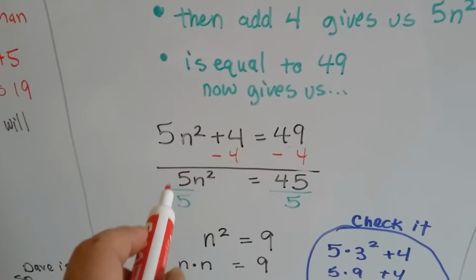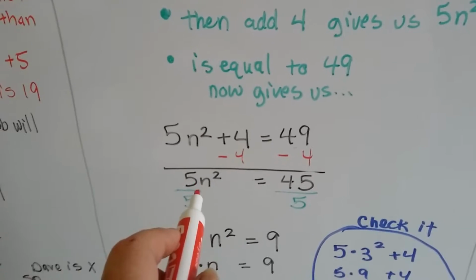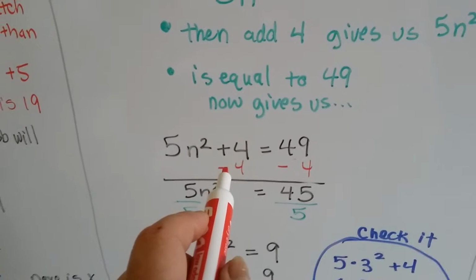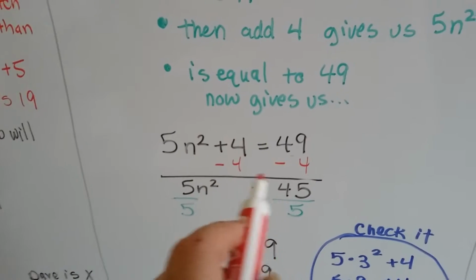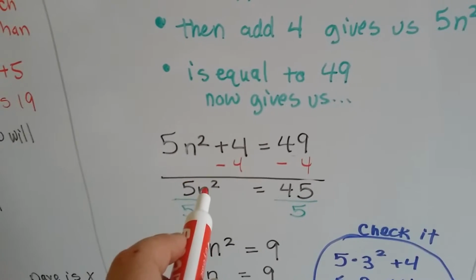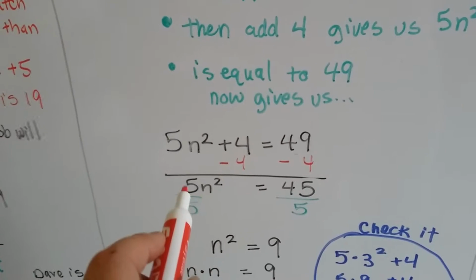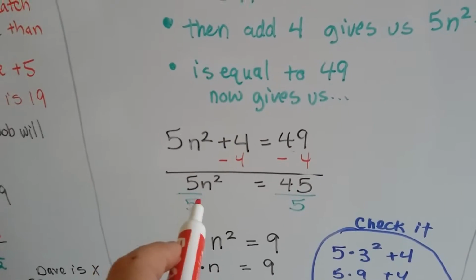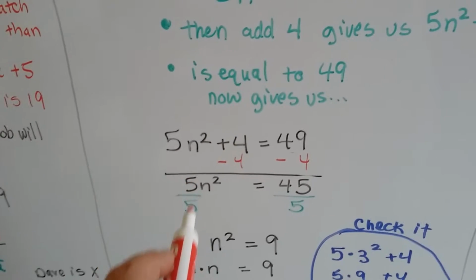Now to get rid of the 5, we're going to divide by 5. Because this was addition, we got rid of it by using subtraction. See? We subtracted on each side. 5n means 5 multiply. So now the opposite of multiplication is division. So we're going to use 5 divided by 5 to get rid of this one.